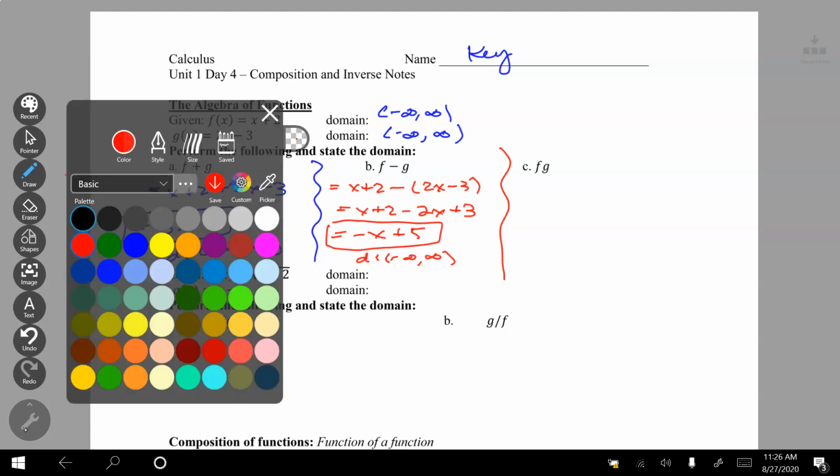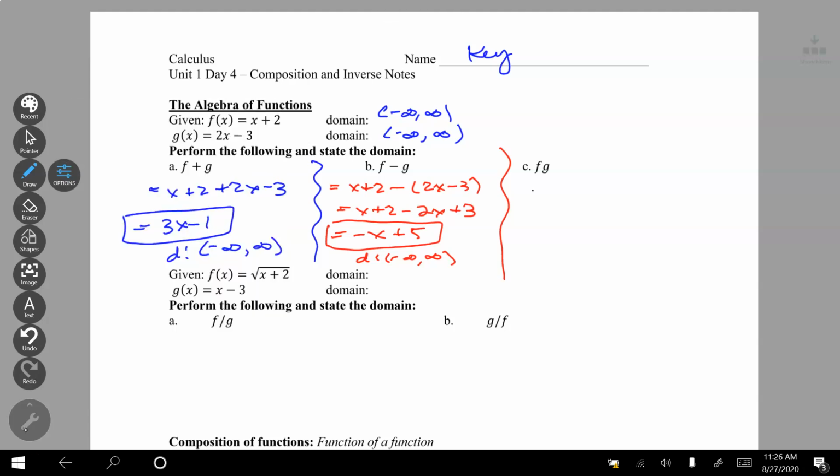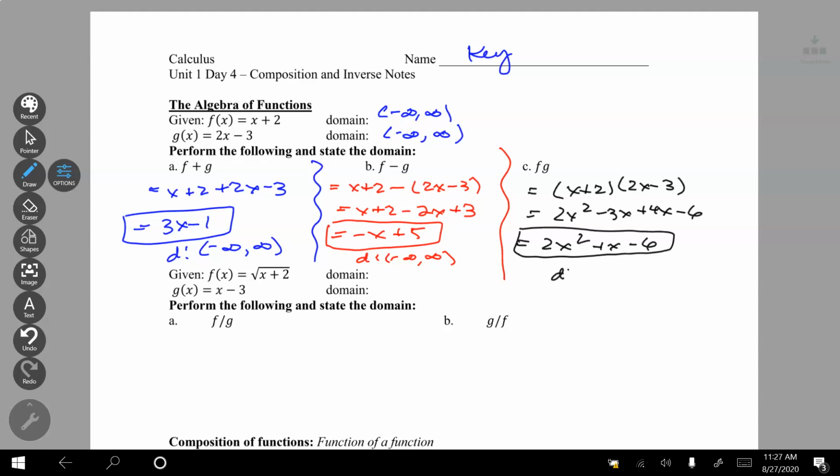And then finally, the last one, I'm going to do f times g. And I'm going to get x plus 2 times 2x minus 3, and I expand it out, 2x squared minus 3x plus 4x minus 6, and I get the nice quadratic 2x squared plus x minus 6, and again, with quadratics, there are no domain restrictions. So those were pretty easy.